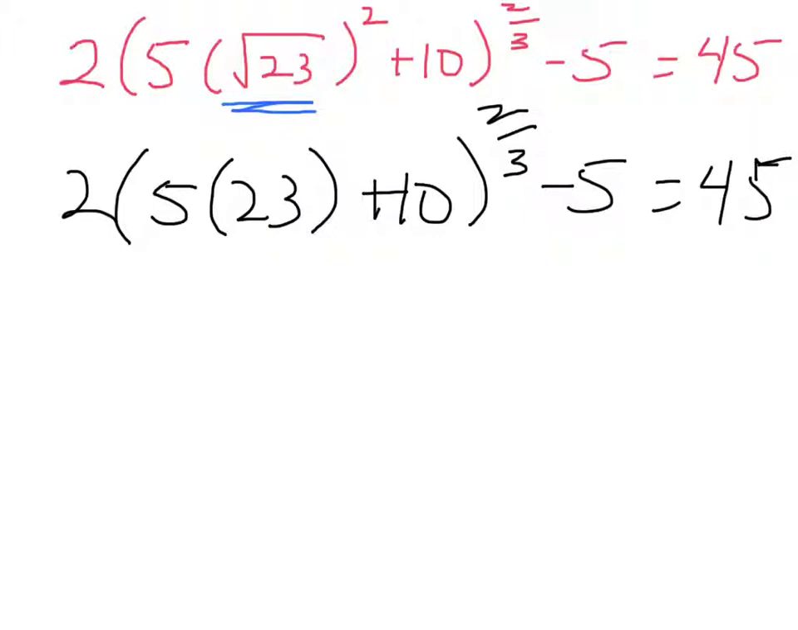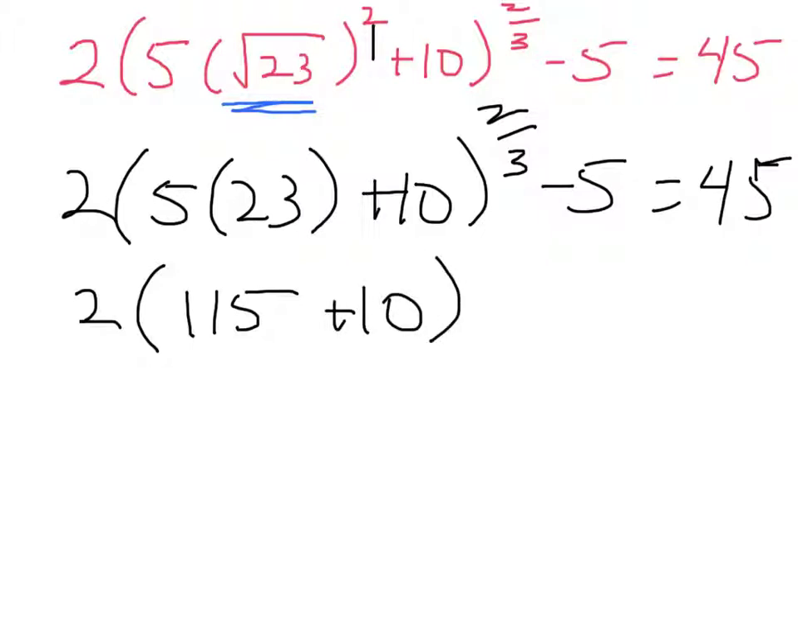And I can tell that if this solution works, my negative square root of 23 is also going to work because I have squared it. It doesn't matter whether it's a positive square root of 23 or a negative square root of 23, it's still going to be 23. So I have 2 times (this is 115, plus 10) to the 2/3 power minus 5 equals 45.